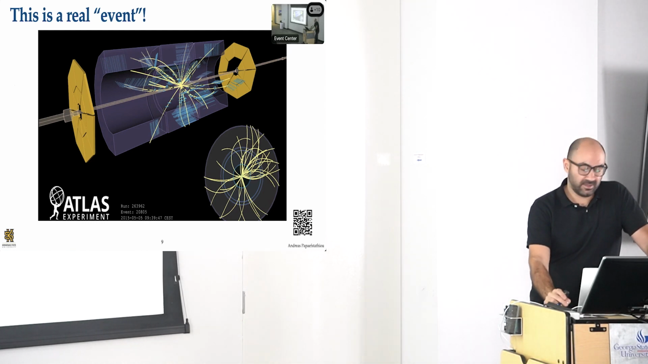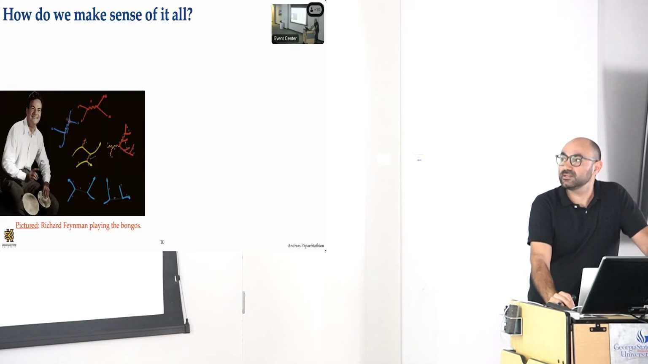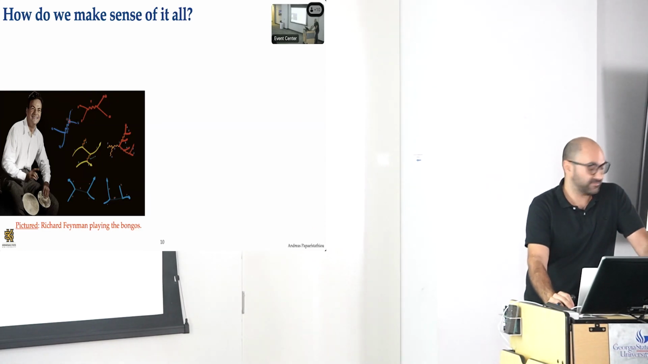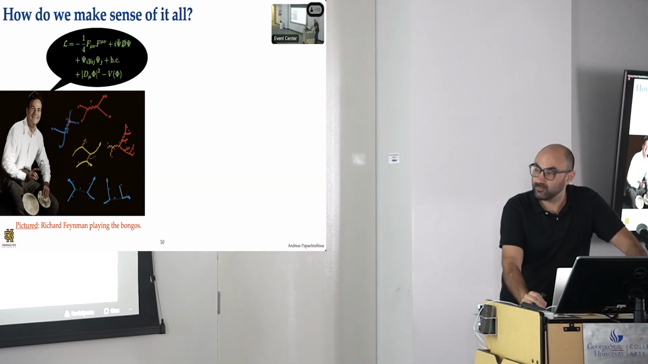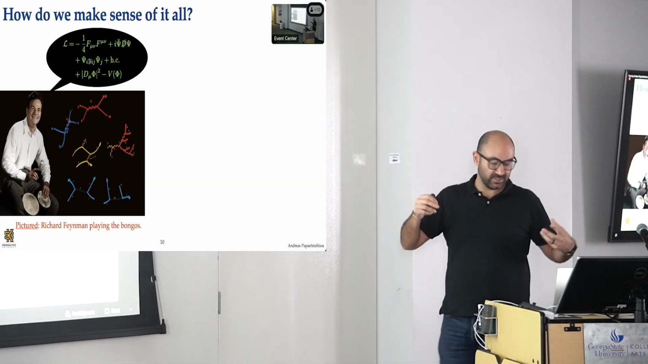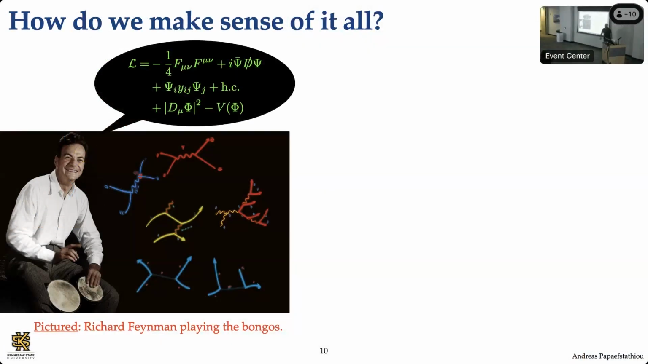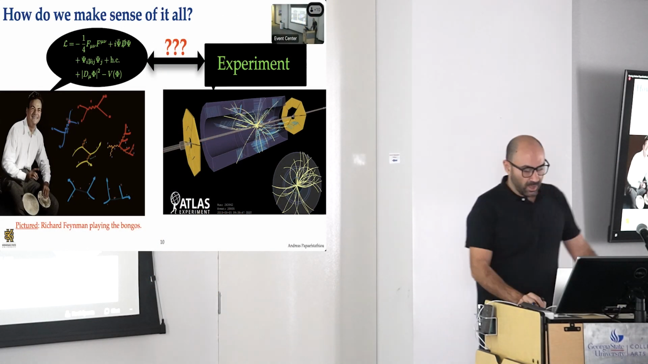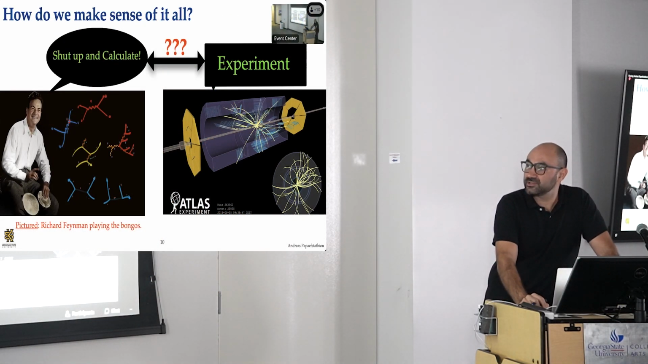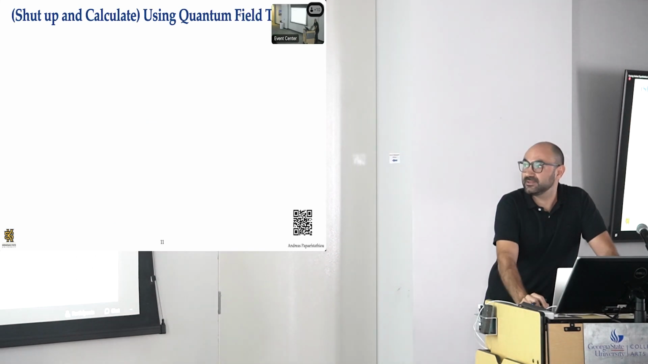So the question, and the one that I'm interested in, is how do we make sense of this kind of very complex event? On the one side we have some theoretical framework. I'm not going to go into the details of what that equation means, but we have a theoretical framework. And on the other side we have the experiment, and the question is, how do we connect the theory with what we see in the experiment? So Richard Feynman said, "Shut up and calculate," and that's one thing that we can do.